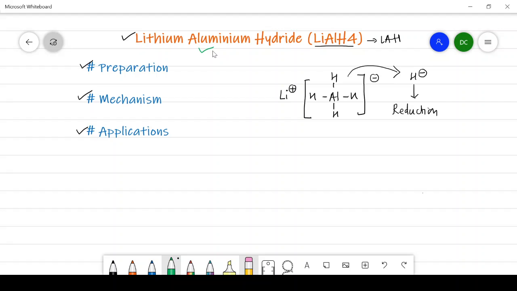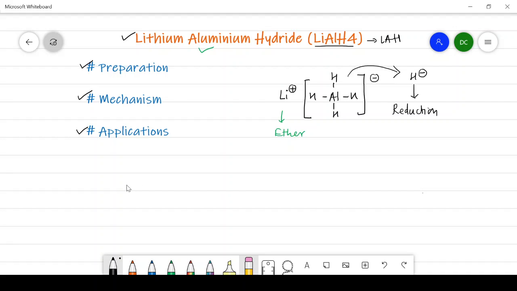Lithium aluminum hydride is toxic, and it reacts violently with protic solvents and water. That's why all the reactions in which lithium aluminum hydride is present are carried out in ether as a solvent. Now we will see the preparation of lithium aluminum hydride.